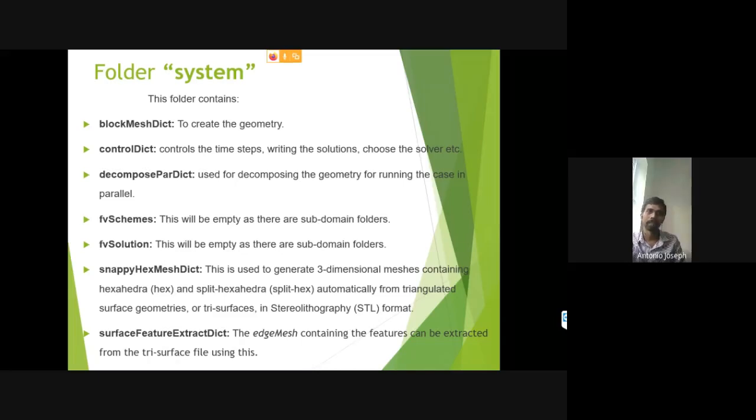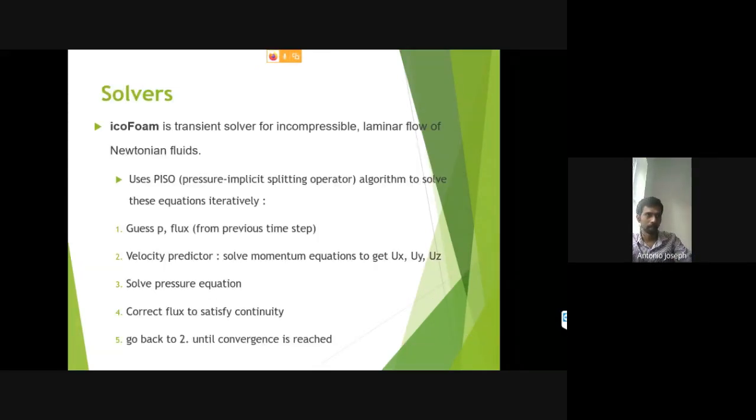Then the decomposeParDict is there, used for decomposing the geometry into several parts so that we can analyze it in parallel. For that particular purpose we use the decomposeParDict. And we have fvSchemes and fvSolution, that is, the solution schemes or methods that you want to use. Then snappyHexMeshDict and surfaceFeatureExtractDict are there. All these things we have discussed already.